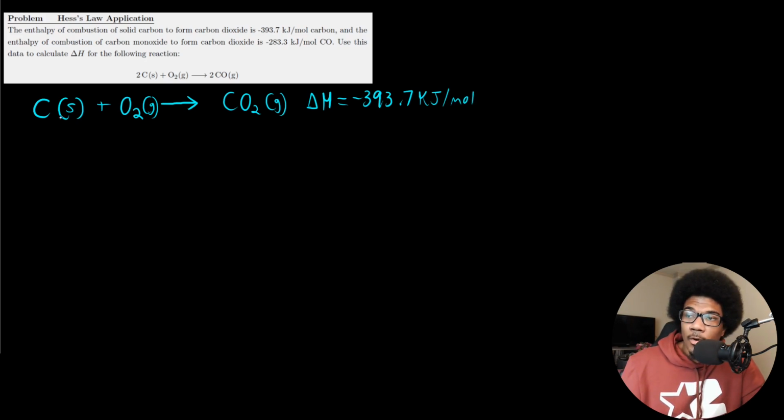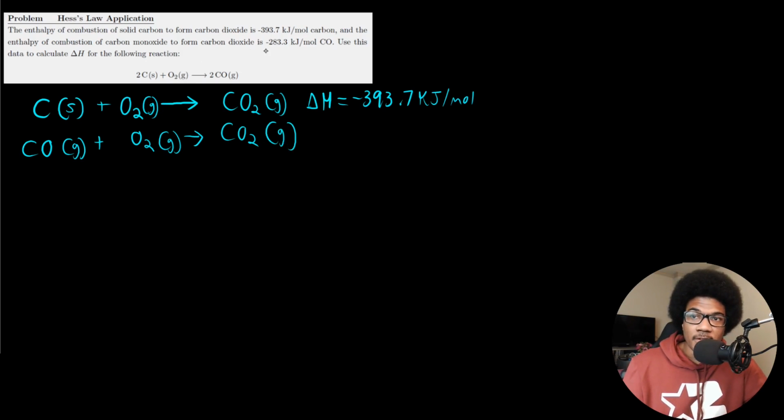Okay, so the other process we were given the enthalpy for is the combustion of carbon monoxide. So let's write that one out as well. So CO gas, right, plus O2 is going to give us CO2 as well, right? Now, these were specifically given for 1 mole of carbon and carbon monoxide specifically.